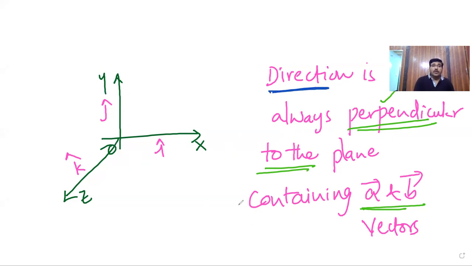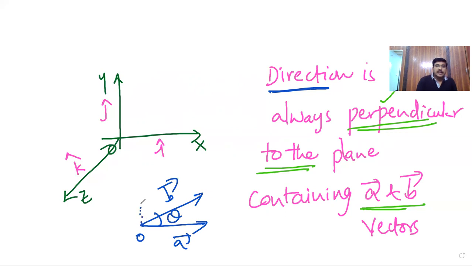Now, perpendicular to the plane means this is A bar, this is B bar. The angle between them is theta. This is the origin. This is the plane. If this is the plane, the direction is perpendicular to this plane. Understand?